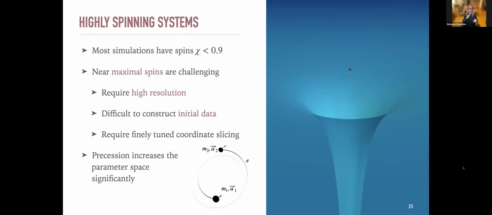And, unrelated to highly spinning systems exactly, but just talking about spinning systems in general, precession increases your parameter space significantly. If you're considering just aligned spin black holes, you can parameterize that parameter space with three dimensions: your mass ratio, your spin magnitude of one, and your spin magnitude of the second. But now once you consider precessing, and each spin is a three-dimensional parameter, now you have that full seven-dimensional parameter space. And so it's just really hard to fill in. And so that is also a challenge that we are facing.